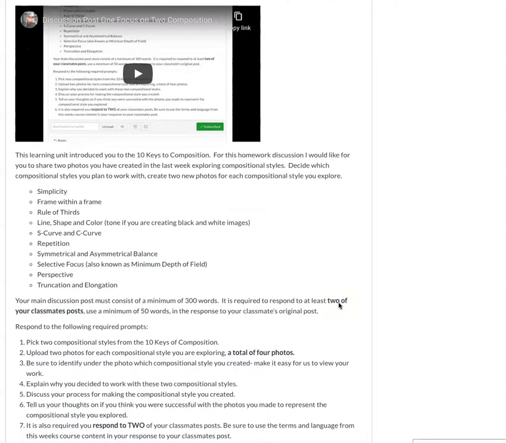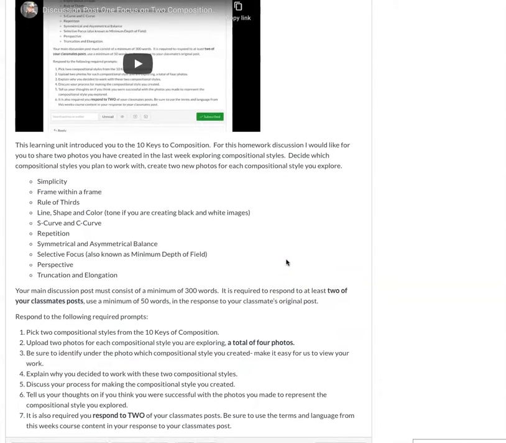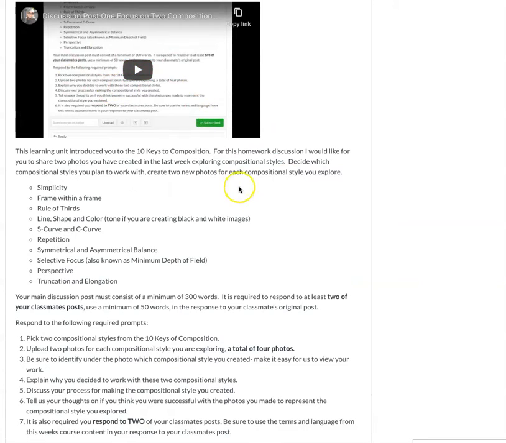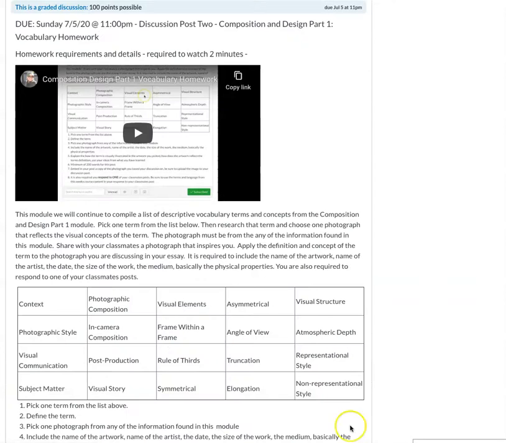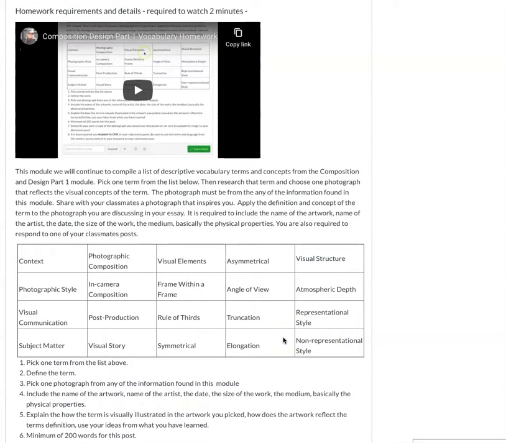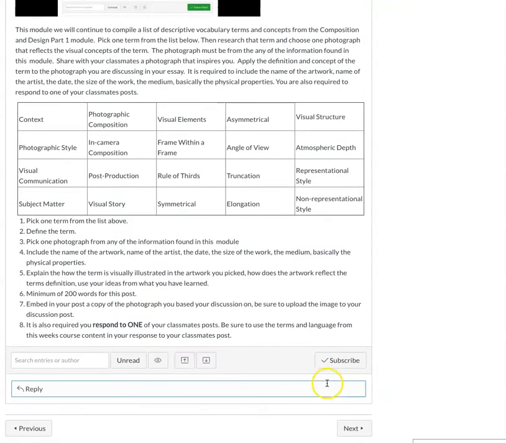There are a bunch of really cool, helpful links, so you might want to review these as well. These are not required, but they're all really helpful in understanding the concepts of design and composition. There's the first homework project with a video with the requirements. I'm asking you to think about these different keys of composition, so you're going to want to watch this video to have a better understanding of this homework discussion post and how to respond to the prompts.